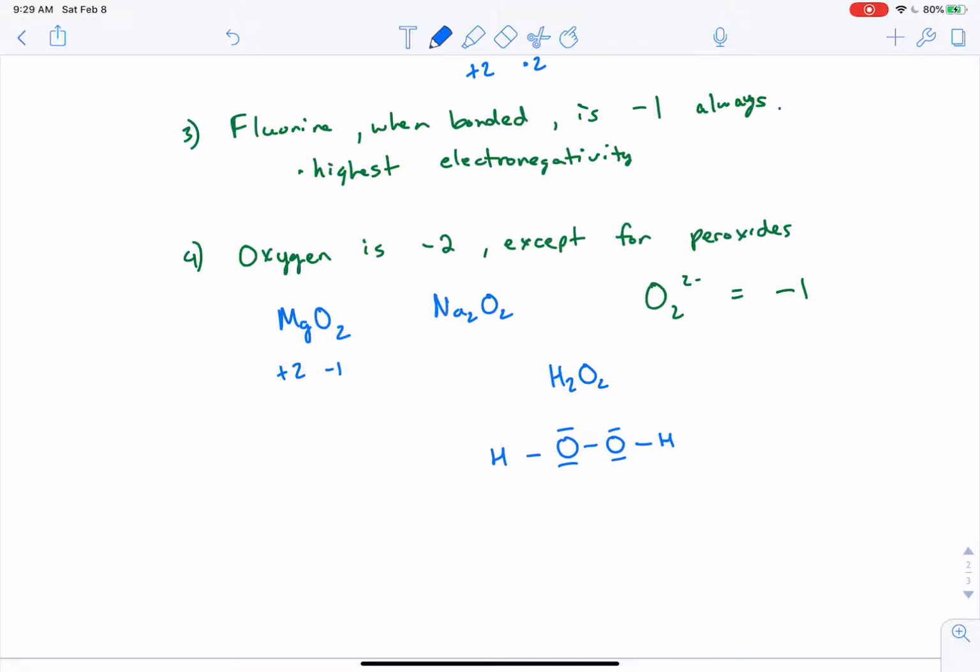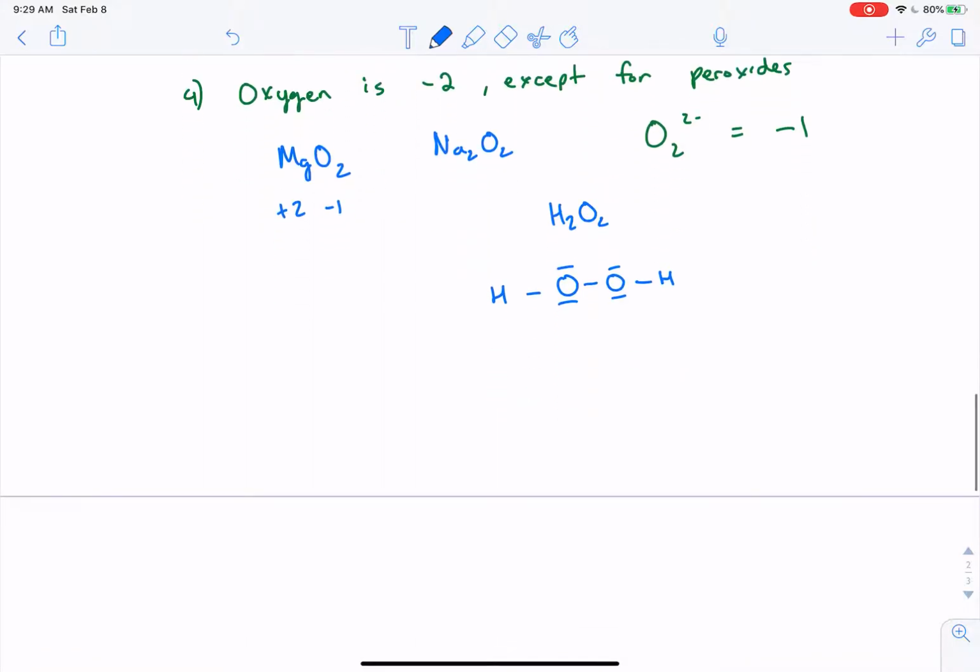So is the goal to make it have 0 oxidation? Total, well, that's what we get to next. The total oxidation state should add up to the overall charge of the species. We're going to get there in a second. Let me write this one more down.